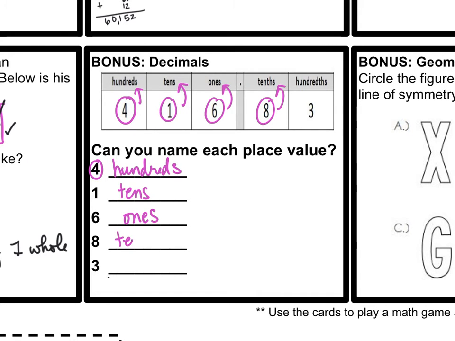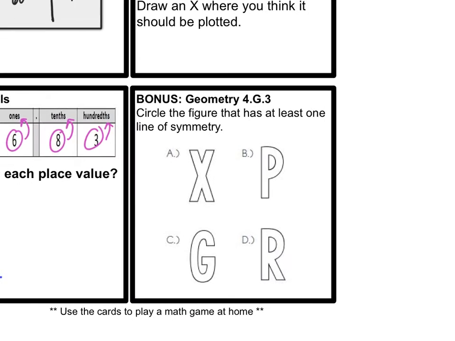So you would write TENTHS for tenths. That's super important. And then you would have 3 in the hundredths, so you would write 100 with a THS at the end for hundredths. And that's it. It was literally that easy.